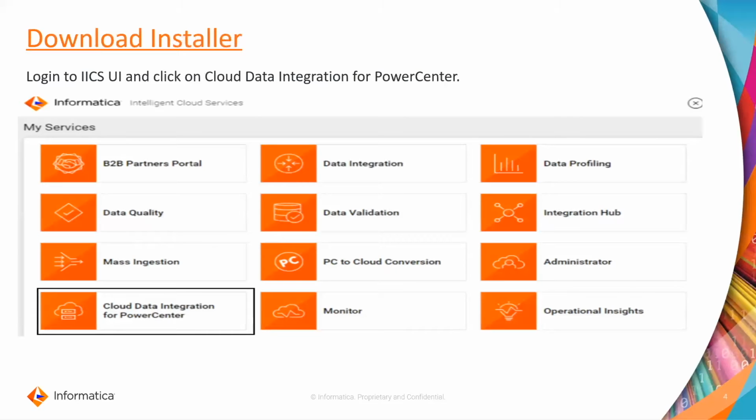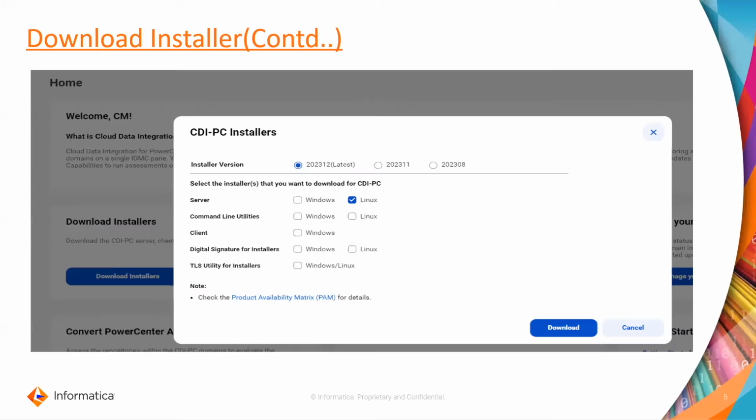Now coming to the download installer section. To download the installer for CDI-PC, log into the IACS UI and click on Cloud Data Integration for Power Center. This will take us to the home page of CDI-PC, where we can download the installer for server, command line utilities, or client, for OS like Windows and Linux. For demo purposes, we have downloaded the server package for Linux operating system and we have unzipped it using the tar command.